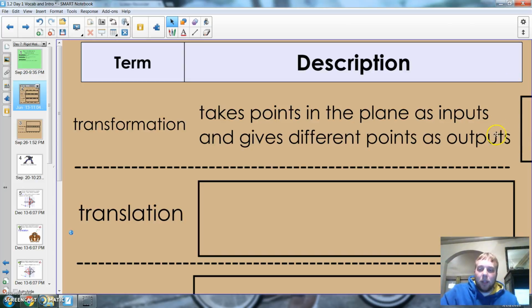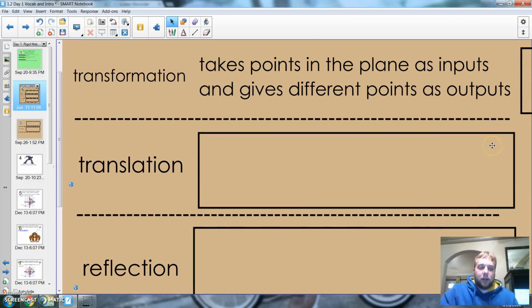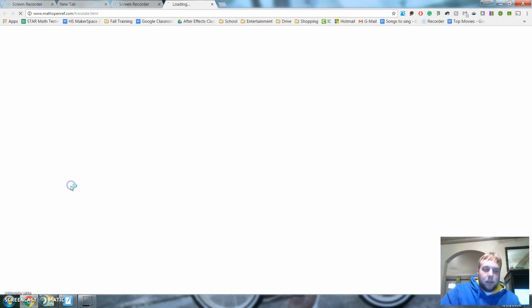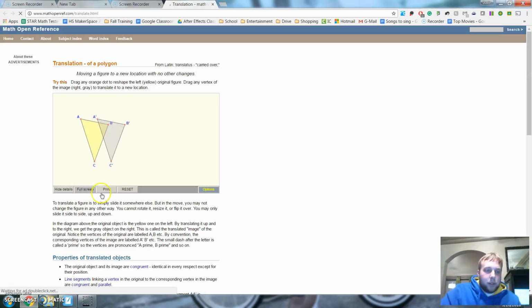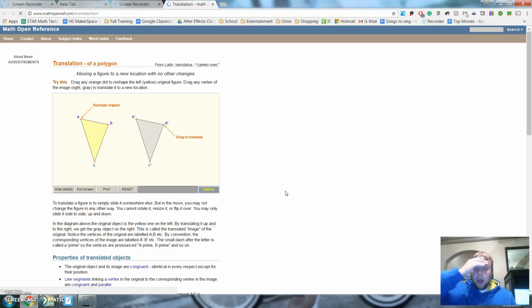Alright, so the first one is a translation. Alright, translation. Let's click what this button does. Whoa. Translation. You guys seeing this? Mind blown. That's a translation, guys. I'm going to translate something from one spot to another.